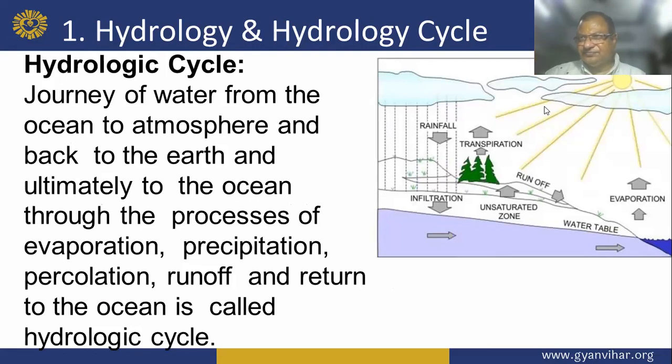Now, the hydrologic cycle. The journey of water from the ocean to the atmosphere and back to the earth and ultimately to the ocean, through the processes of evaporation, precipitation, percolation, and runoff returning to the ocean, is called the hydrologic cycle. It is a very interesting thing.